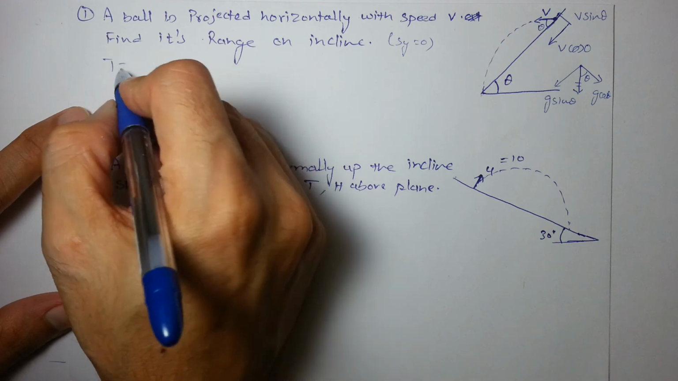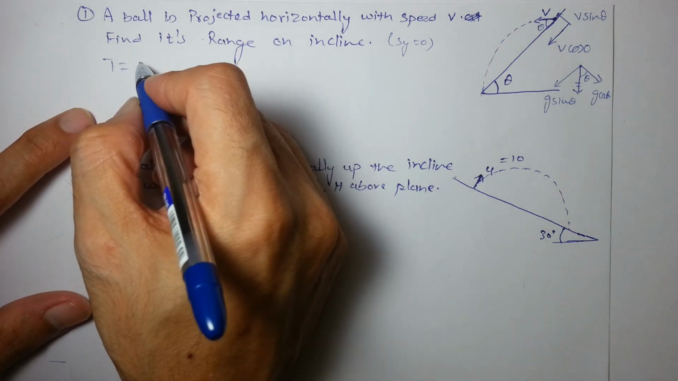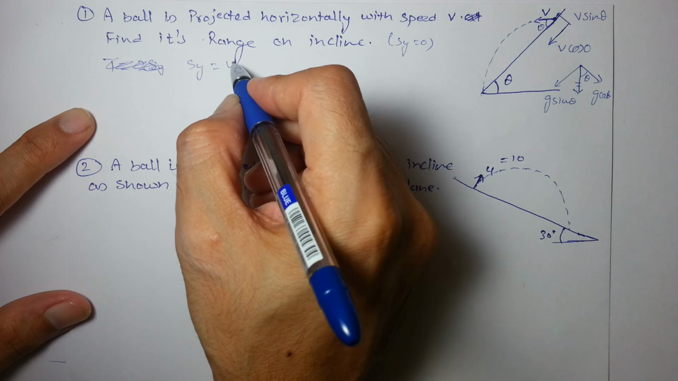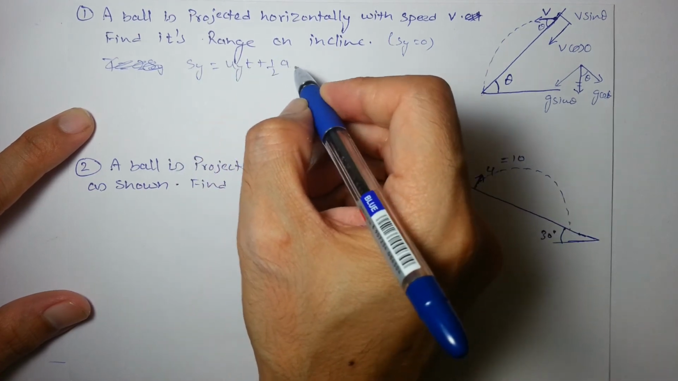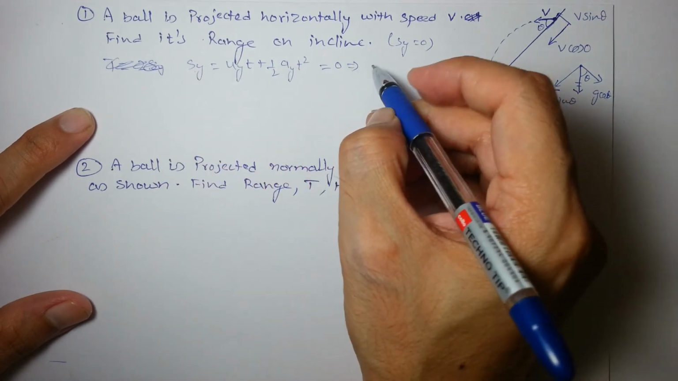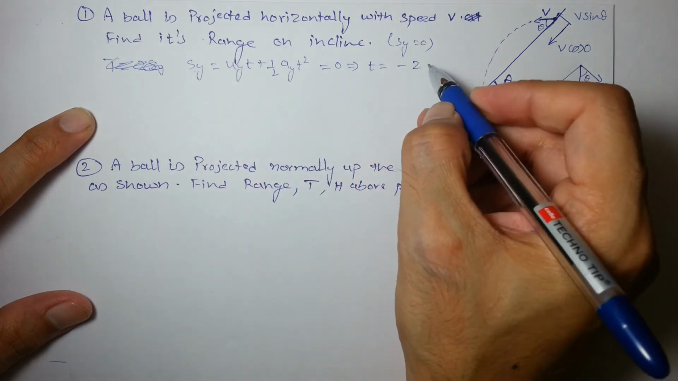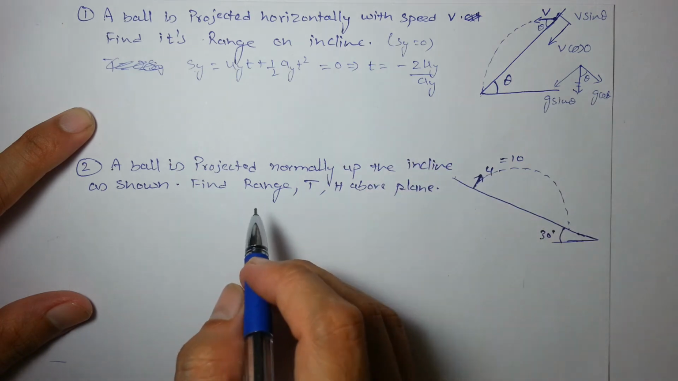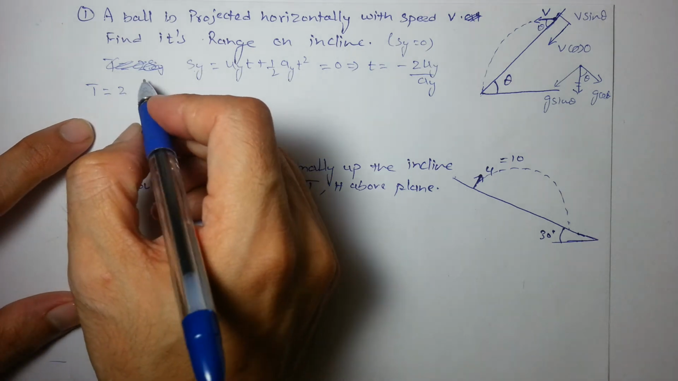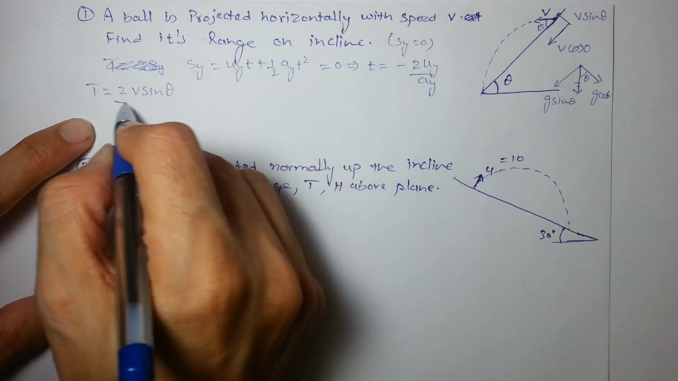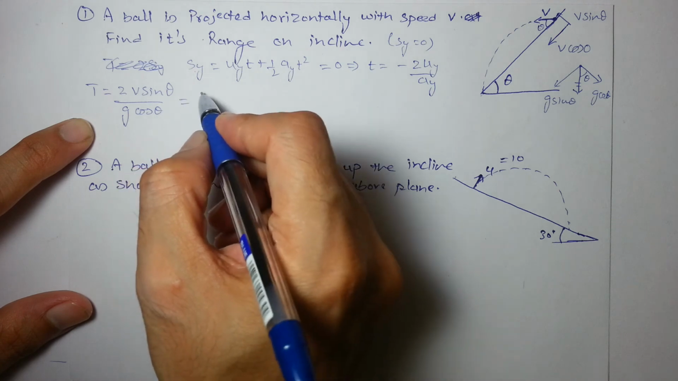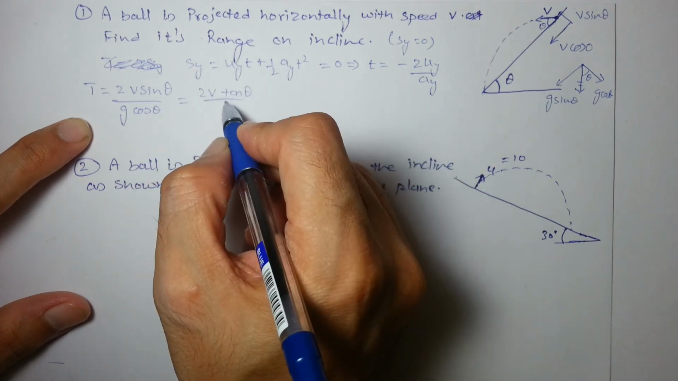So time is given by sy equal to uy t plus half ay t square. Using this equation, with sy equal to 0, t comes out to be minus 2 uy by ay. Just put the values to find t. What is uy? It is v sin theta. What is ay? It is g cos theta. So this is the time. This can be written as 2v tan theta by g.